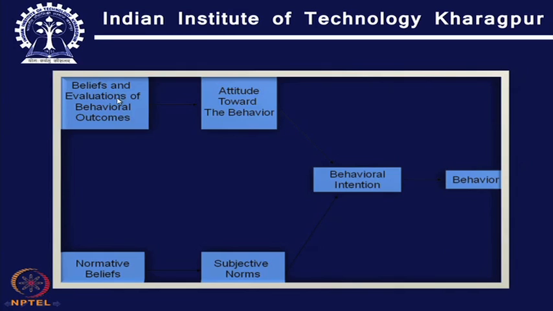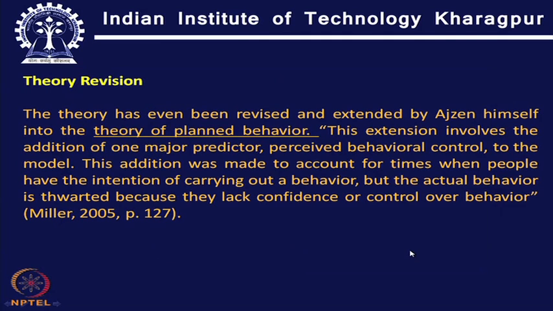So, beliefs and evaluation of behavioral outcomes may define attitude towards the behavior, which will define behavioral intention. Again, normative beliefs and subjective norms will define behavioral intention, and that will define the behavior. There has been a revision of this theory by Ajzen himself into the theory of planned behavior. This extension involves the addition of another major predictor, the perceived behavioral control, to the model.